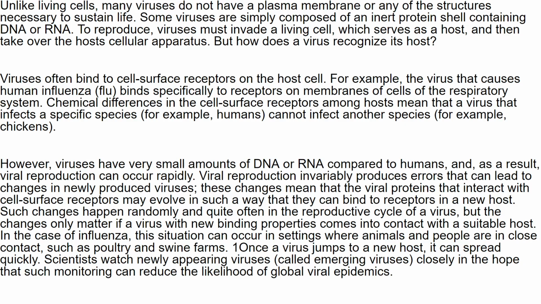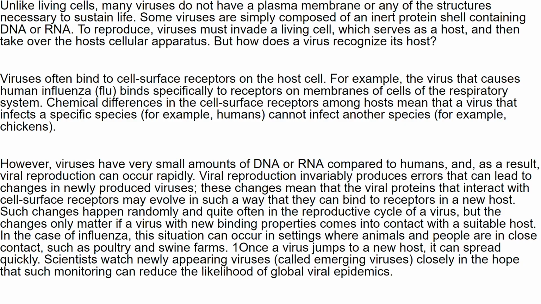However, viruses have very small amounts of DNA or RNA compared to humans, and as a result, viral reproduction can occur rapidly. Viral reproduction invariably produces errors that can lead to changes in newly produced viruses. These changes mean that the viral proteins that interact with cell surface receptors may evolve in such a way that they can bind to receptors in a new host.